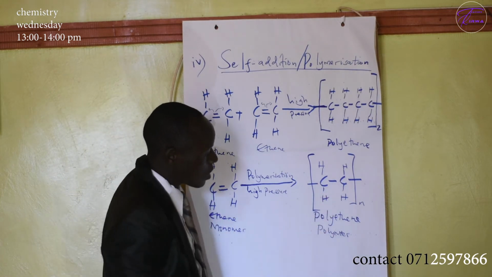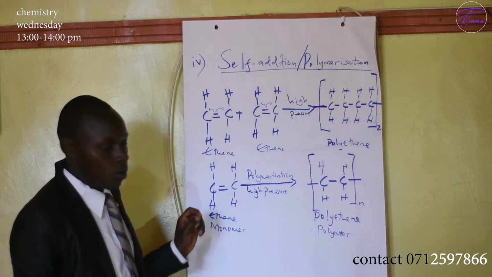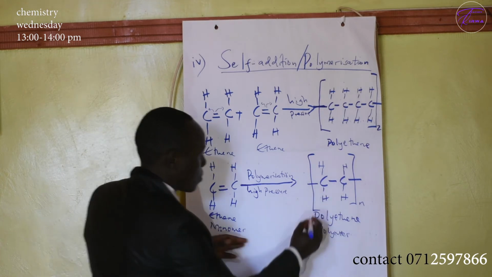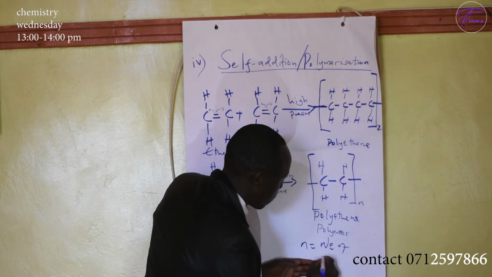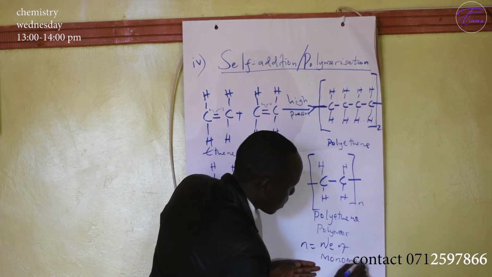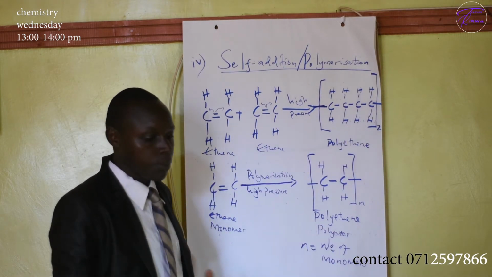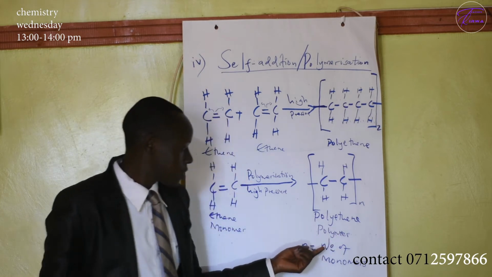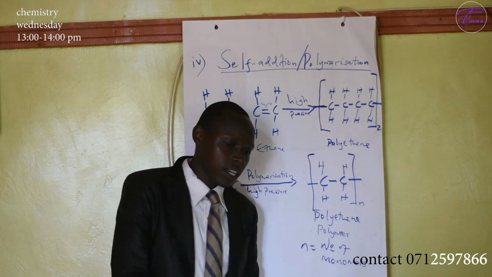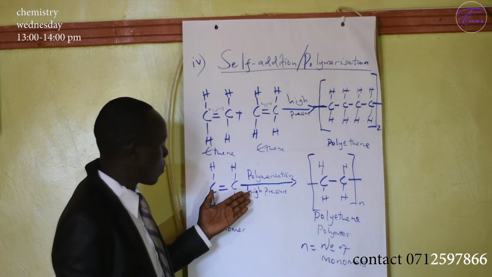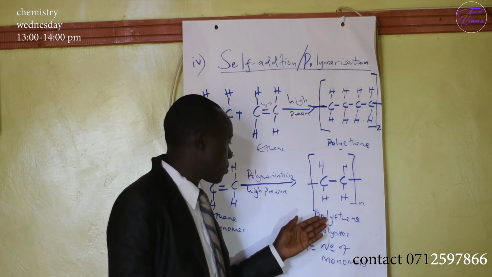Now when I said this N represents the number of monomers, so N is equal to the number of monomers. They can be 2, they can be very many in a chain depending on the chain. So that is called polymerization. The condition is high pressure, like 750 atmospheres, 750 degrees centigrade. So high pressure.